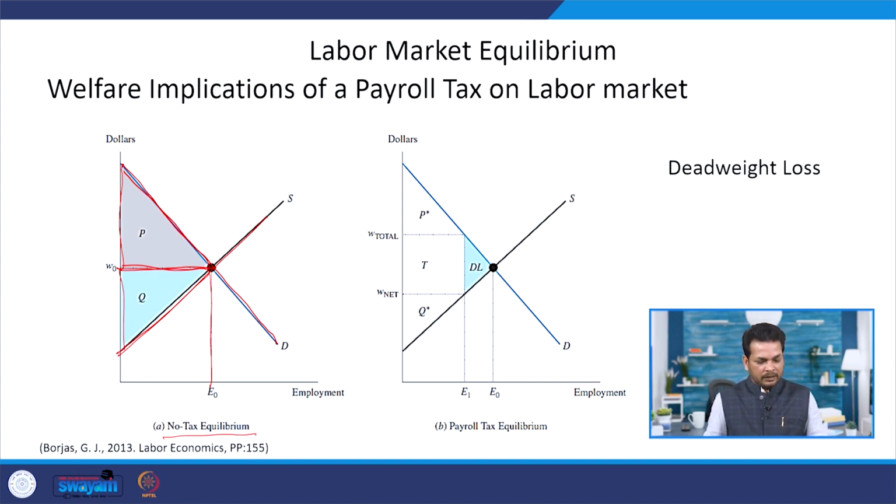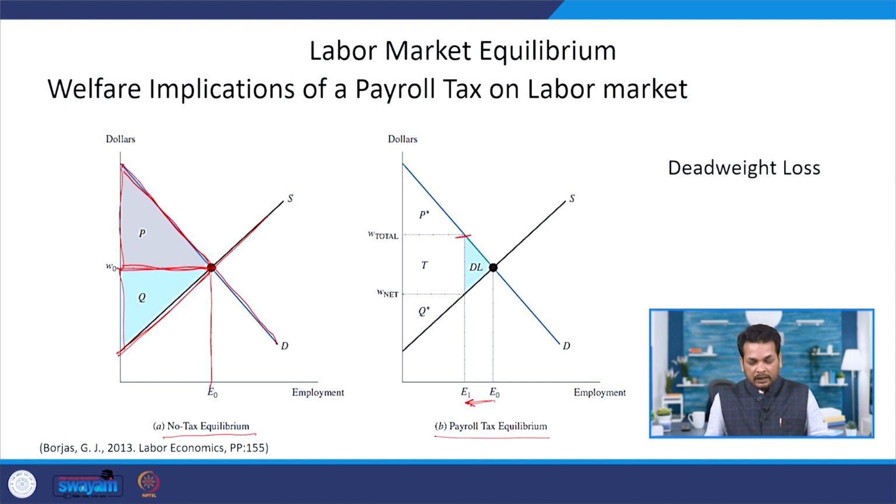Now, let us say the tax is imposed. As we have already seen, when the tax is imposed, whether it is on the firm side or on the worker side, it is going to reduce the employment and increase the wage rate. So, after imposition of tax, on panel B, whatever the magnitude of the reduction, the employment is going to reduce from E0 to E1 at a higher wage rate.